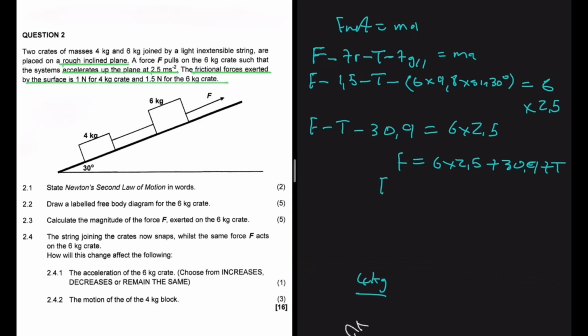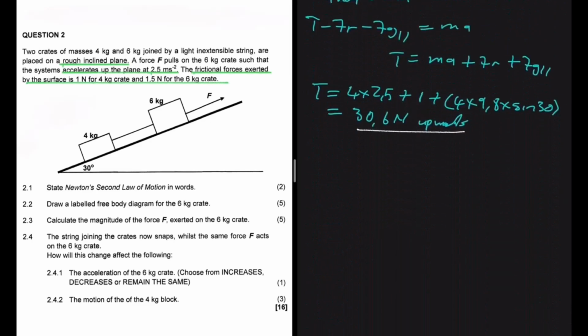And then we shall be able to find the force. So we're going to have the force being equal to 6 multiplied by 2.5 plus 30.9 plus the tension, which we see is 30.6. So 30.6, right? And then if you put that in your calculator, we shall get 76.5 Newtons up the incline, right? Up the incline.